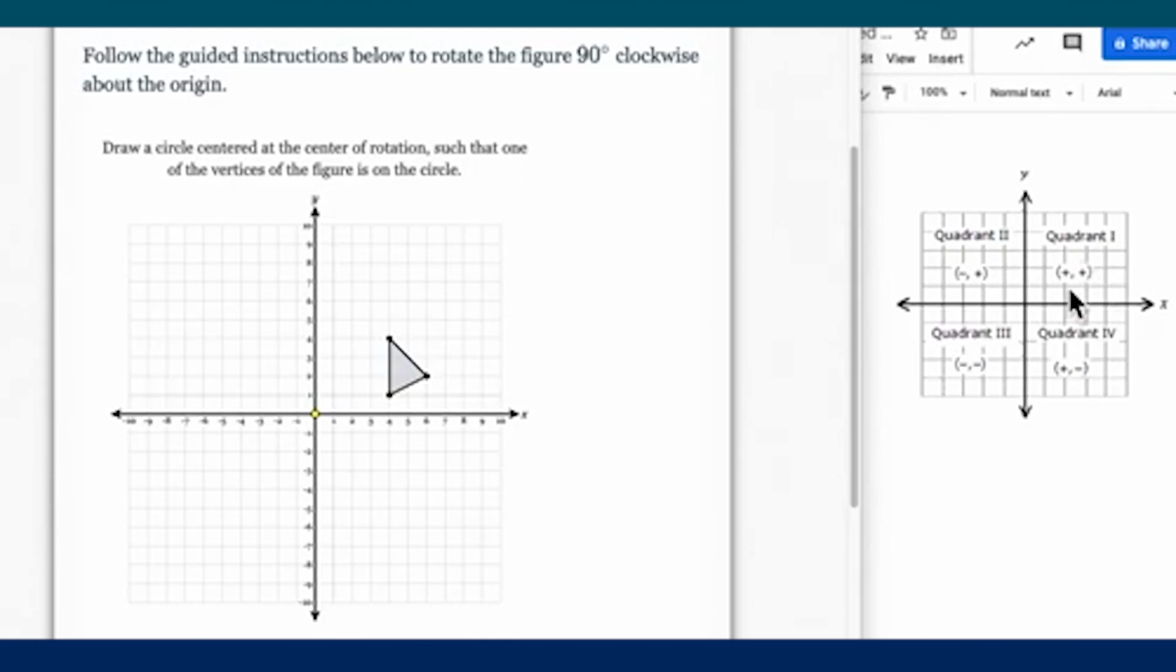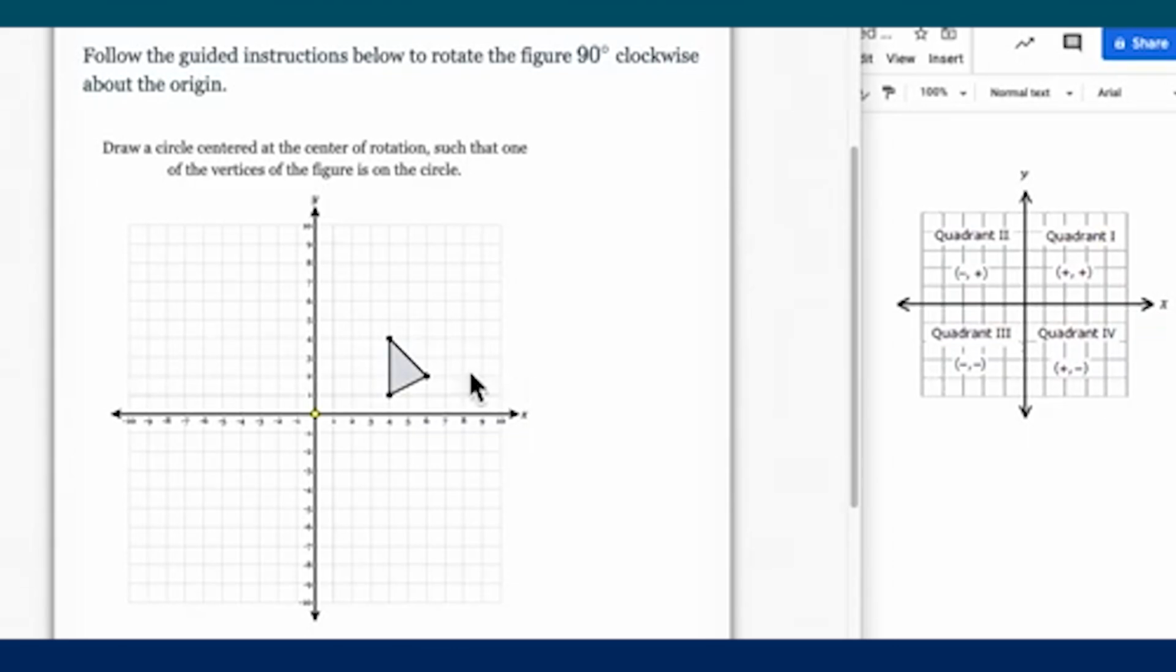In quadrant 1, both the x and y values are positive because all points in quadrant 1 are to the right and above the origin. In quadrant 2, all the x values are negative and the y values are positive because all points in quadrant 2 are to the left and above the origin. In quadrant 3, the x and y values are both negative because all points in quadrant 3 are to the left and beneath the origin. And finally, in quadrant 4, the x values are positive and the y values are negative because all points in quadrant 4 are to the right and beneath the origin.